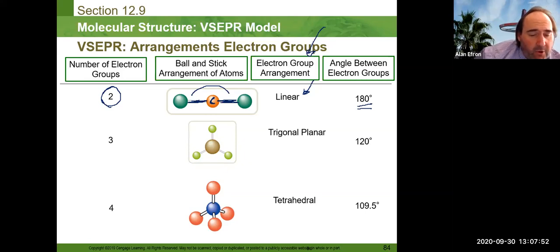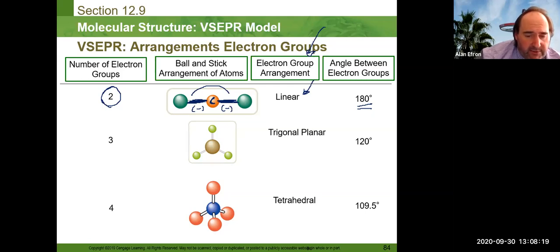That is because the idea here is these are electrons and these are electrons, and they're both negatively charged. And what we know about things that are negatively charged is they don't like to be around other things that are negatively charged. So they're going to try to get as far apart as possible from each other. And in the case of two electron pairs, that is linear for the electron pair geometry.